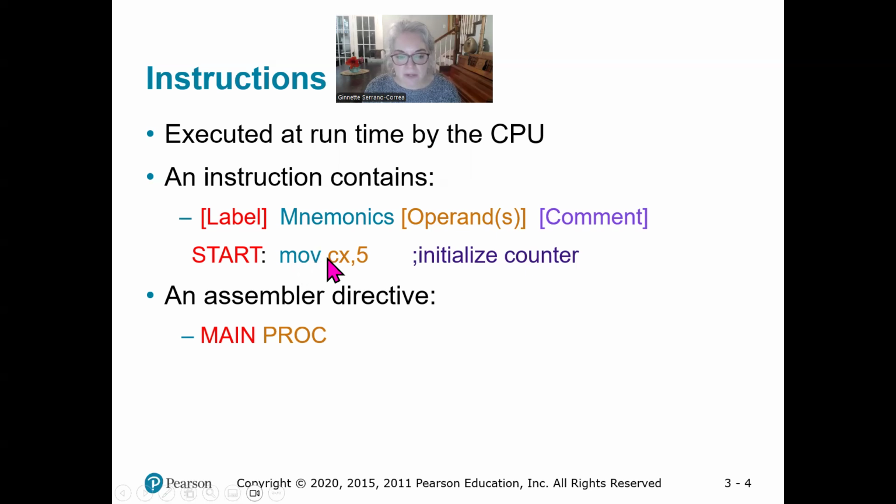This mnemonic, MOV, requires 2 operands. The first operand is called the destination, and the second, which is divided with a comma, is called the source. We have a source and a destination. So we're putting the 5 into destination CX. And then we have a comment that is also not required. So this is an instruction. This is a move instruction.